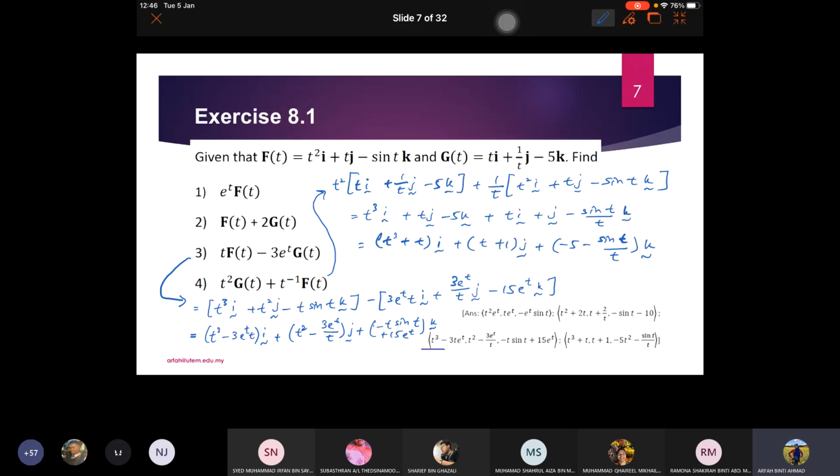So dapat eh? This is for the fourth question. Soalan keempat. Oh, ada jawapan dekat bawah tu. Aku tak tengok pun. T tambah 1 tolak 5. Tolak 5 t kuasa 2. Apa yang aku silap tu? Ada 5 t kuasa 2 ke? Tolak dengan sin t per t. Oh, tolak 5 t kuasa 2. Aduh. This one is 5 t kuasa 2. Okay. Negatif 5 t kuasa 2 k. Negatif 5 t kuasa 2. Okay, dapat eh. So done, class.